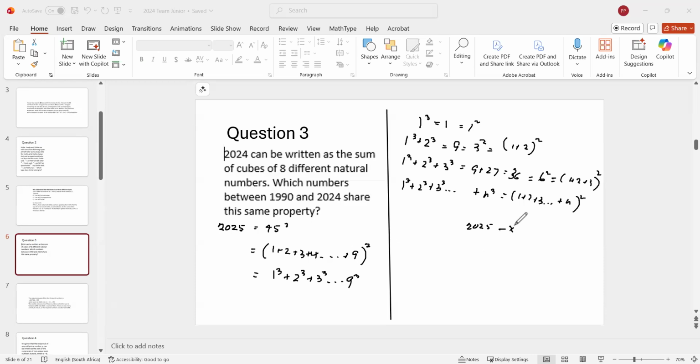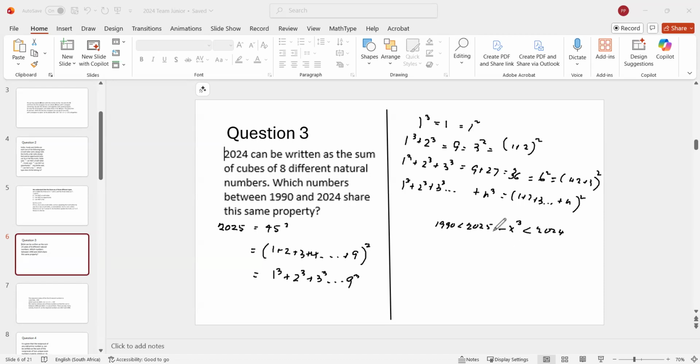Let's call it x, so 2025 minus x cubed. Then I've got the sum of 8 cubes, right? And that lies between 1990 and 2024, because this is a sum of 8 cubes. And that's the question: which numbers between 1990 and 2024 satisfy this property?